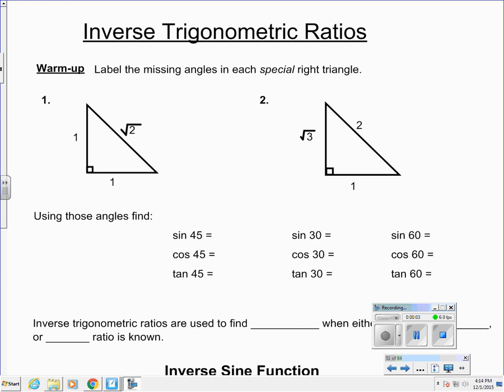This is our Unit 8 Day 7 video. So yesterday we talked about the three basic trig ratios. Today we're going to be talking about the inverse trig ratio. So this warm-up, hopefully you had a chance to try this on your own now.